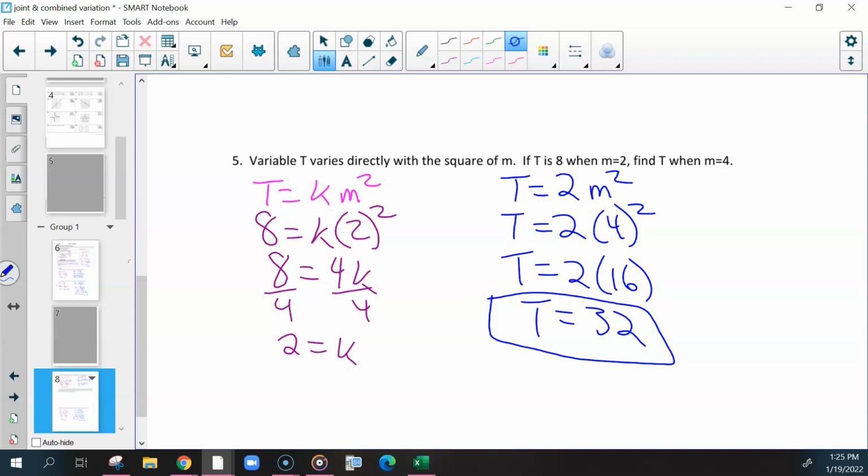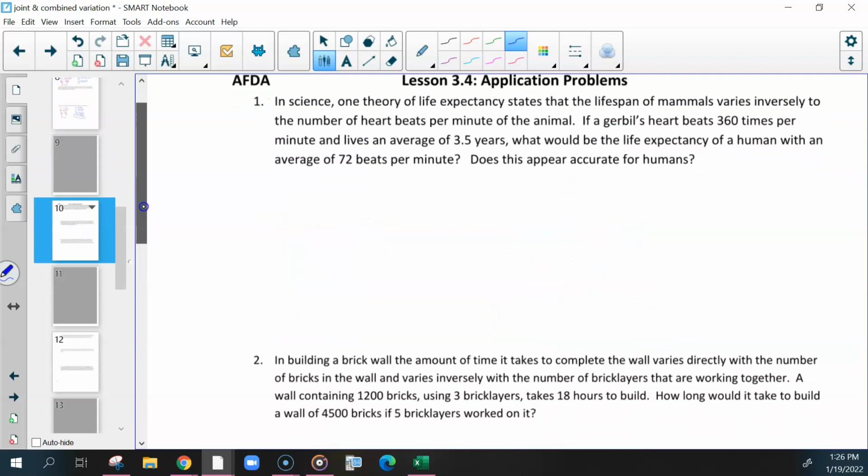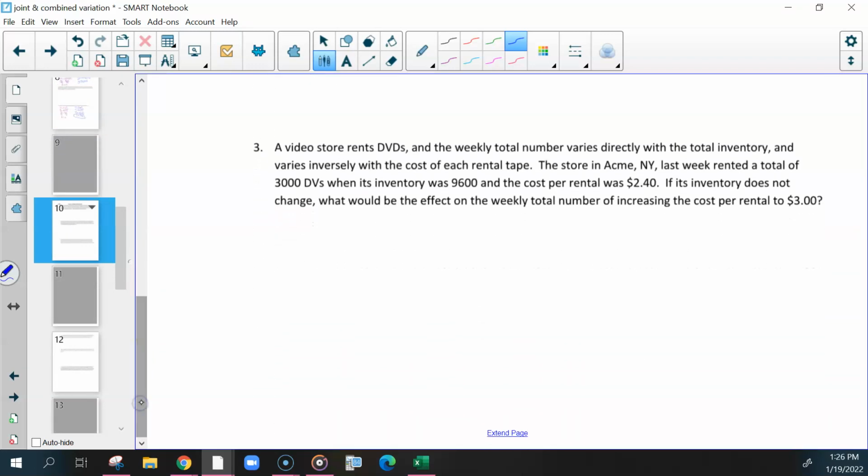On the next page, we're going to skip to number 3, because that is the first one that has both. These don't give you variables, so you're going to need to make up your own. Whatever variables you call those, as long as you're consistent, that's fine. So let's read this first.